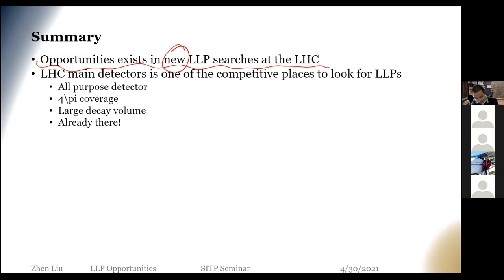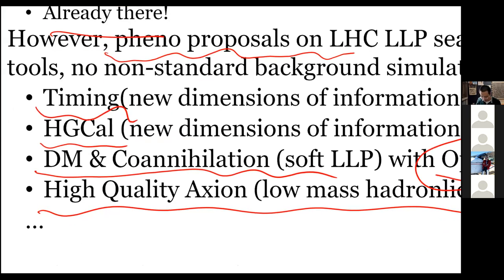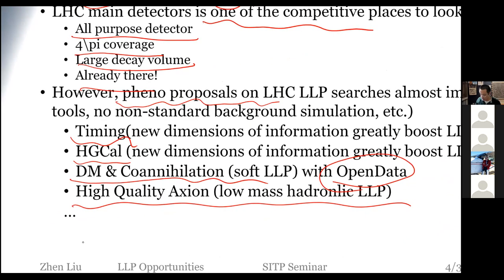The reason we think it's huge is really because the main detector is one of the most competitive places, since it's an all-purpose detector with 4-pi coverage, large volume, and it's already there. Of course, it's a huge challenge for anyone to carry out such a search, but I believe our efforts have already been fruitfully converted into real experimental results in many different ways. Although the final proposals are almost mission impossible, I showed you a bunch of new ideas my collaborators and I have been working on about timing, 4D reconstruction, calorimetry, and correlation with open data, and also some ideas I skipped about heavy axions and low-mass hadronic long-lived particles. I will stop here. Thank you.